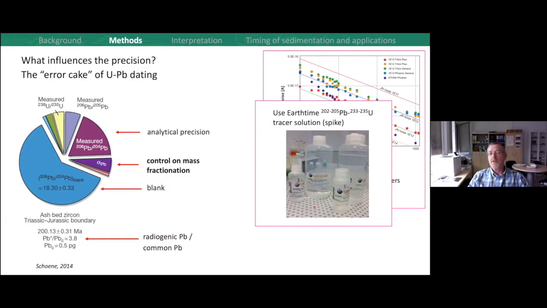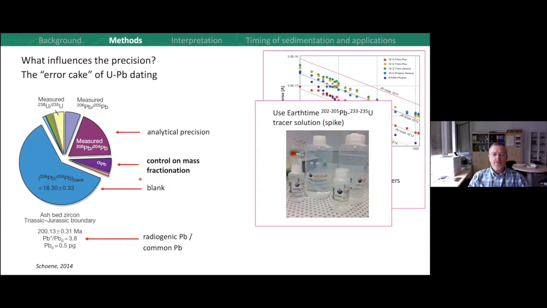So this was a major development, the formation of the EARTHTIME International Consortium in 2004, and the decision that we produce our EARTHTIME tracer solution. So maybe this is the holy mother solution here. You may be able to read here ET2535, so that's a 202, 205, 233, 235 spike. And this is the 535 without 2.